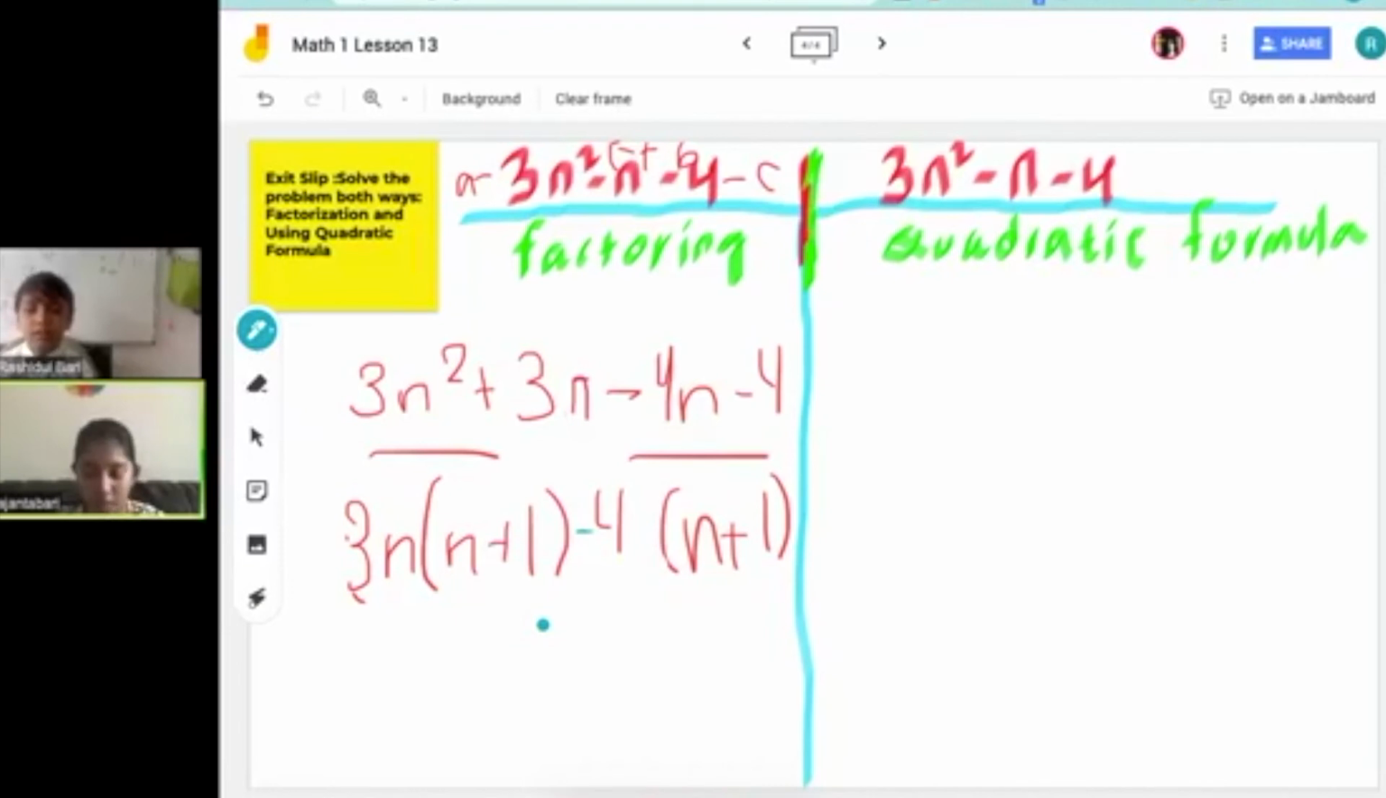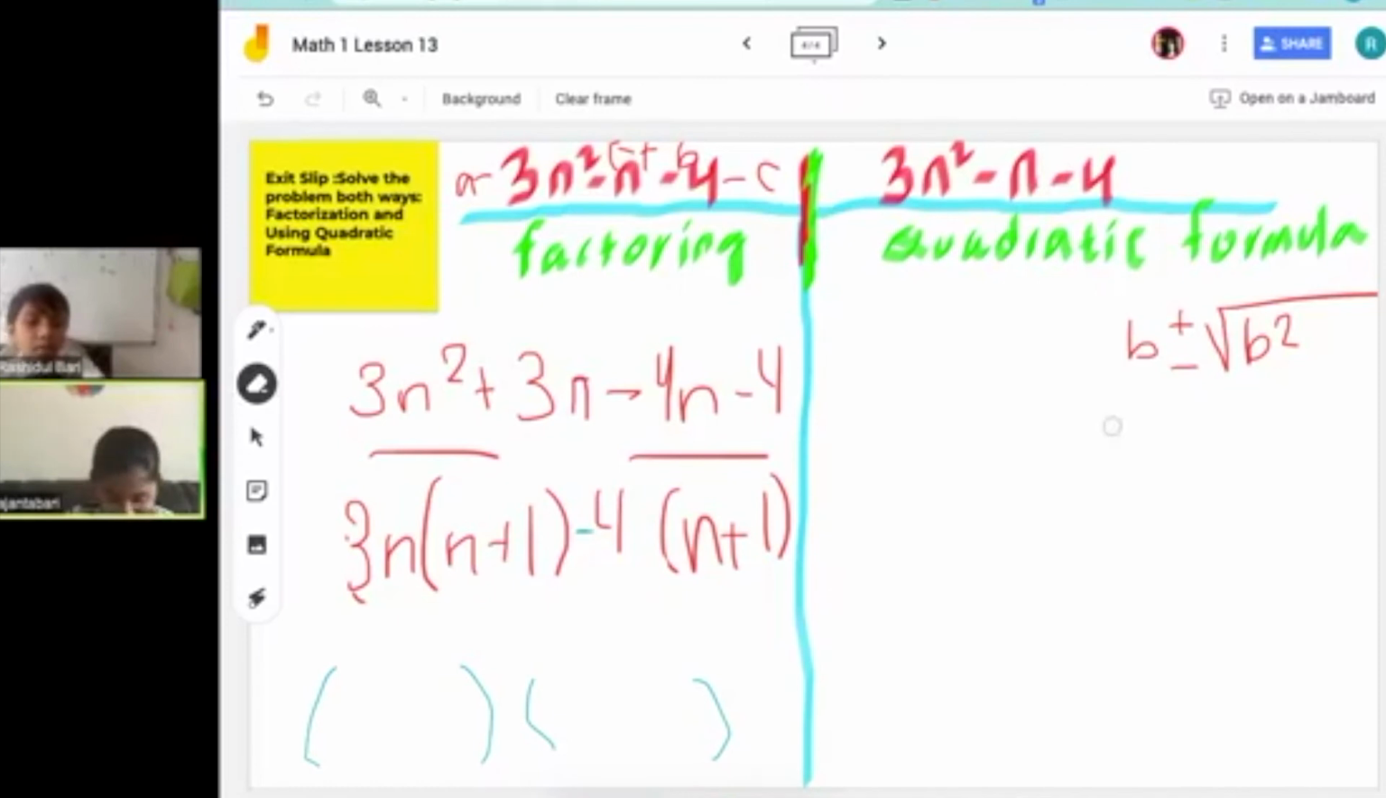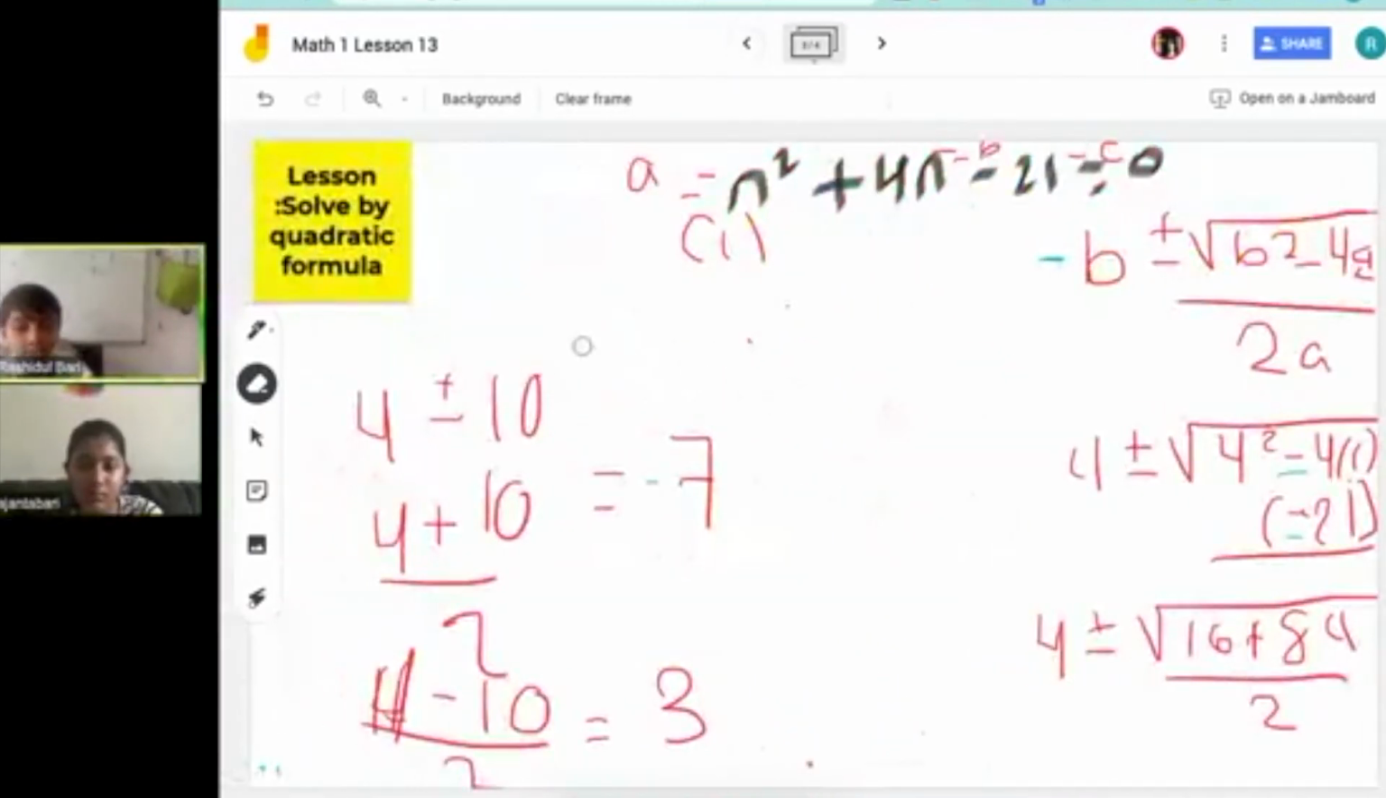3n squared minus n minus 4. So the formula for it is... Can you find the factors using the factoring way first? 3n minus 4 and n plus 1. As I was saying, you can start from the other side. You have to learn from your mistakes.